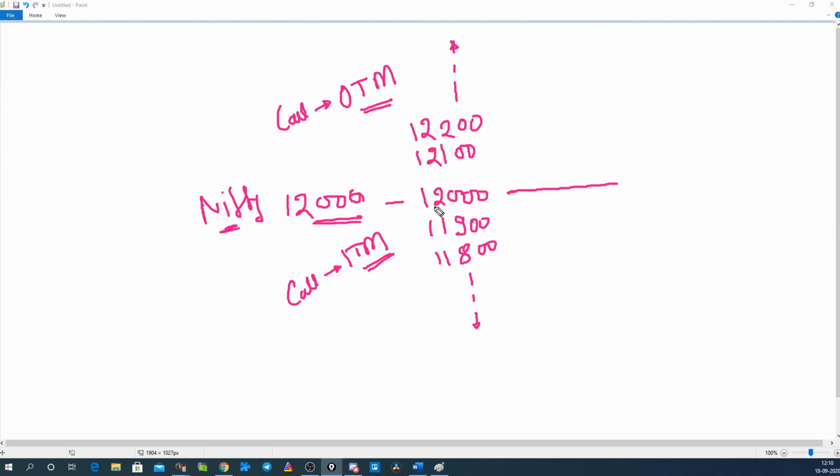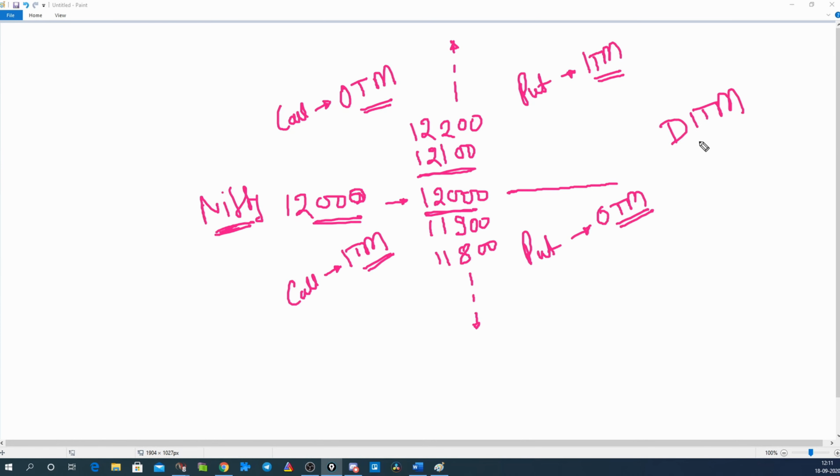Put options are exactly opposite to that. So any strike price that is above the current market price for a put option will become in the money, whereas any strike price that is below the current market price for a put option will become out of the money.